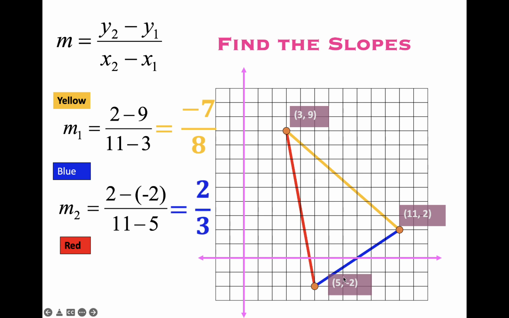So, we are getting 2 over 3. While for the red one is negative 2 minus 9, and then 5 minus 3. So we have here negative 11 over 2. So this will be your value of your slope for the yellow, slope for the blue, and the slope for the red.